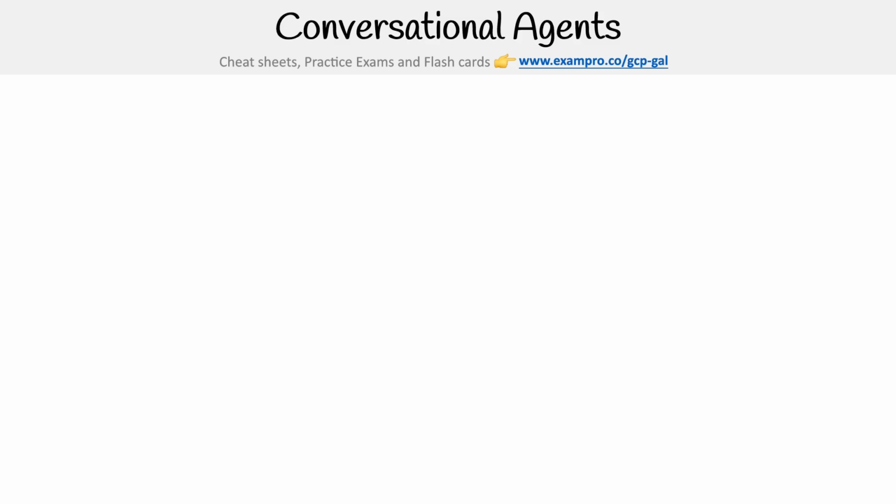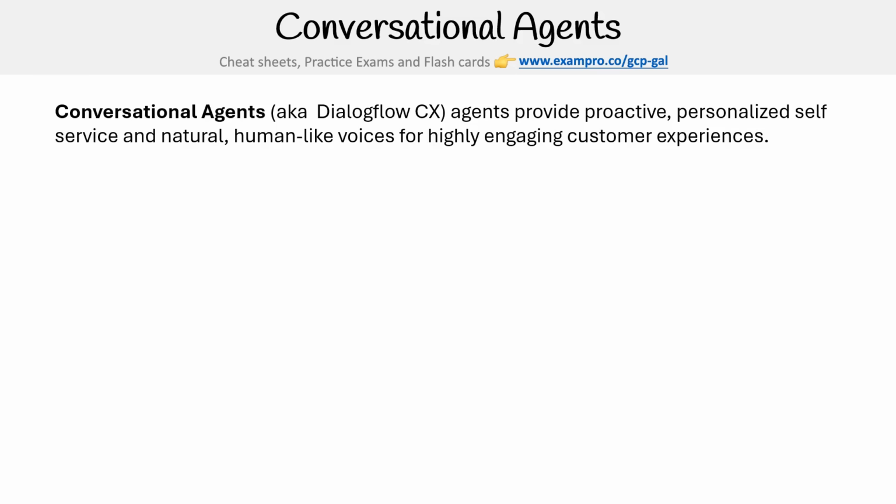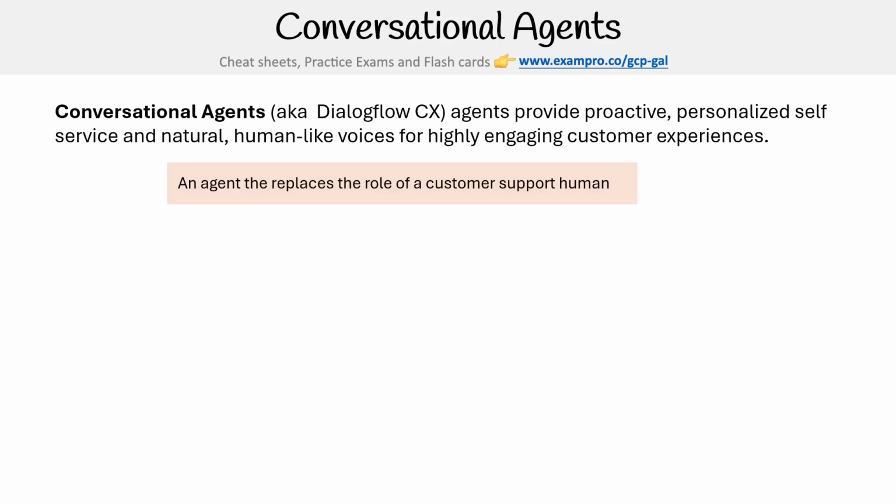All right, let's take a look here at conversation agents, also known as Dialogflow CX. Technically, Dialogflow CX is the old one, and then they say it's upgraded. I'm doing air quotes here to say upgraded to include large language models. So it provides proactive, personalized self-service and natural human-like voices for highly engaging customer experience. It's an agent that replaces the role of a customer support human. That's basically what it is. It's literally a chat bot, but now it's an agent bot because they've integrated LLMs.